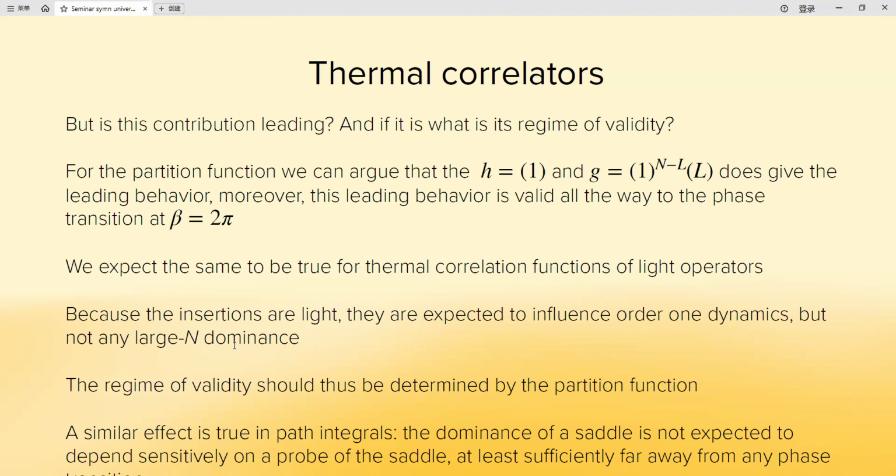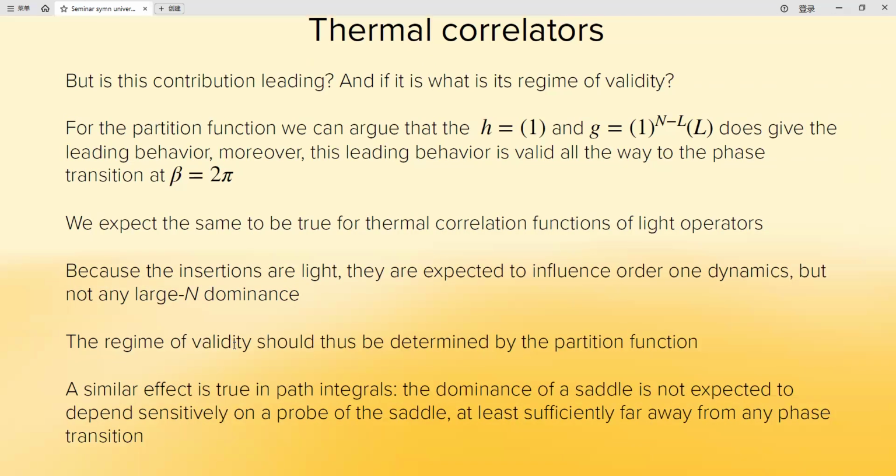And we expect the same to be true for thermal correlation functions of light operators. Because we only add insertions that are light, they are not expected to affect any large n dominance, they're just changing the order 1 dynamics. And the regime of validity should thus be determined by the same considerations as one would use just for the thermal partition function. A similar effect is true when you look at path integrals in QFT. The dominance of a saddle is not expected to depend sensitively on any light probe of that saddle, at least when you're sufficiently far away from any phase transition.